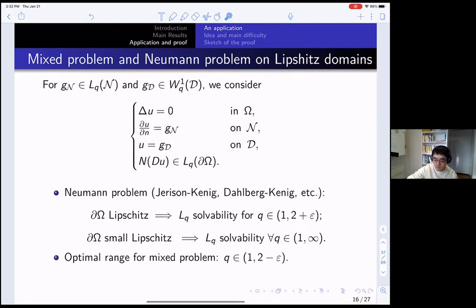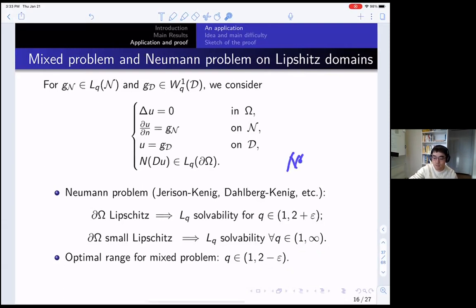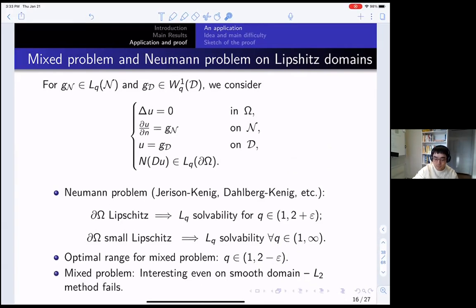Now for the mixed problem, we cannot expect this solvability for all q between 1 and infinity, because the optimal regularity is L^{2-ε}. That is, the non-tangential maximal function of ∇u is in L^{2-ε}. If we just compute the previous harmonic function on the upper half space, that simple example, you can see that the non-tangential maximal function of ∇u is not in L^2 near the interfacial boundary, or near the origin in that example. So that is the best regularity we can expect. I should also say that for the mixed problem, this is interesting even on smooth domains, because the usual L^2 methods fail since the non-tangential maximal function of ∇u is not in L^2. So even for smooth domains, we still need to do something. It's not as classical as the Neumann problem.